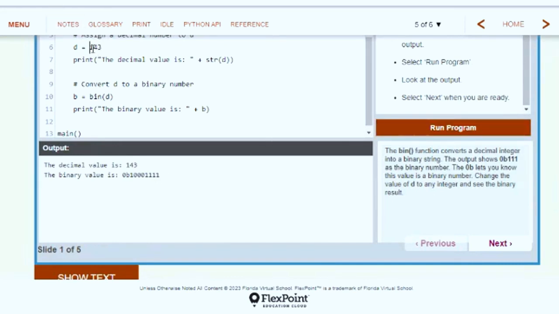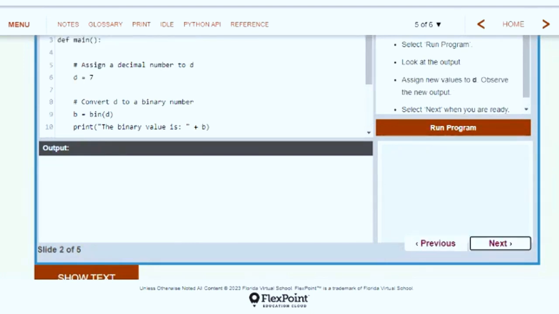Let's make it a really big number, like 652,138. How about that? Woo! 1001111100110. That's a long binary number, but it'll convert it and print it for you real easily. Let's look at the next example.